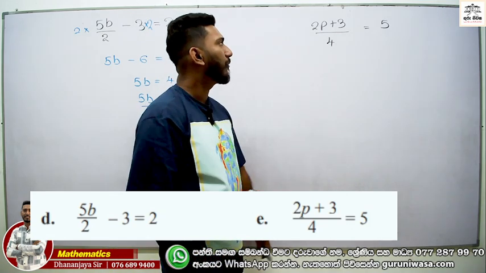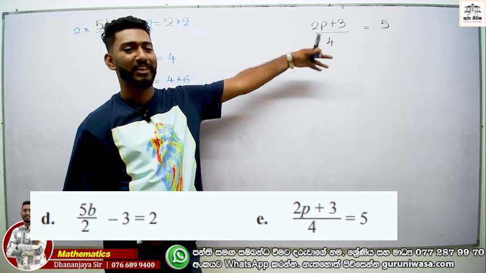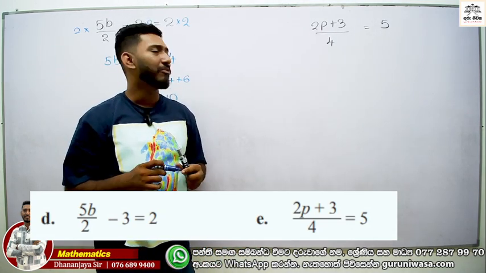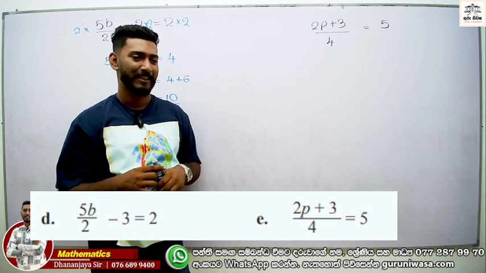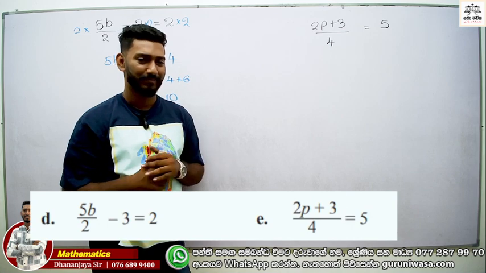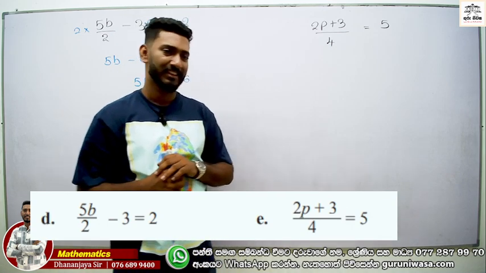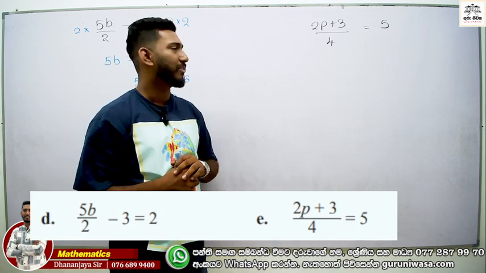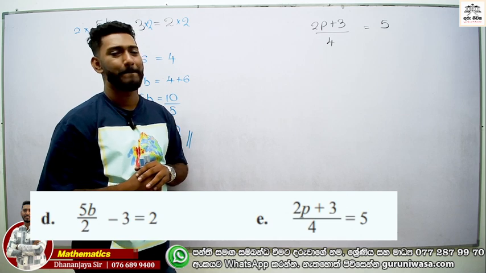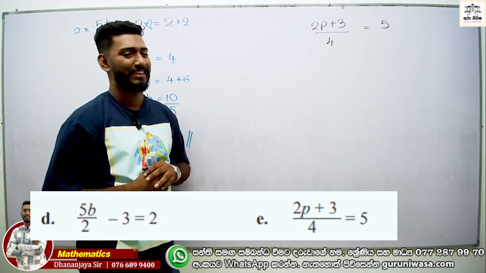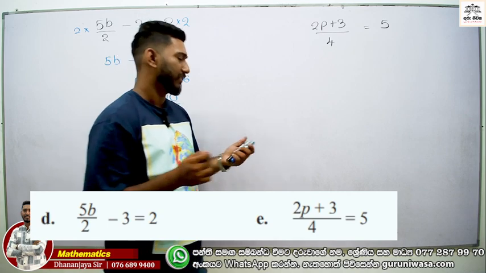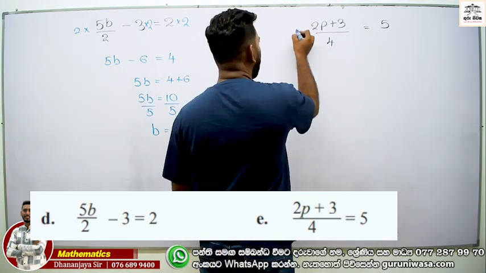And what is the answer for p? Tell me, who got the answer for p? Still reading? Or done? Done, sir. What is the answer for p? 8, sir. Right. Now, firstly, I am going to multiply by 4.